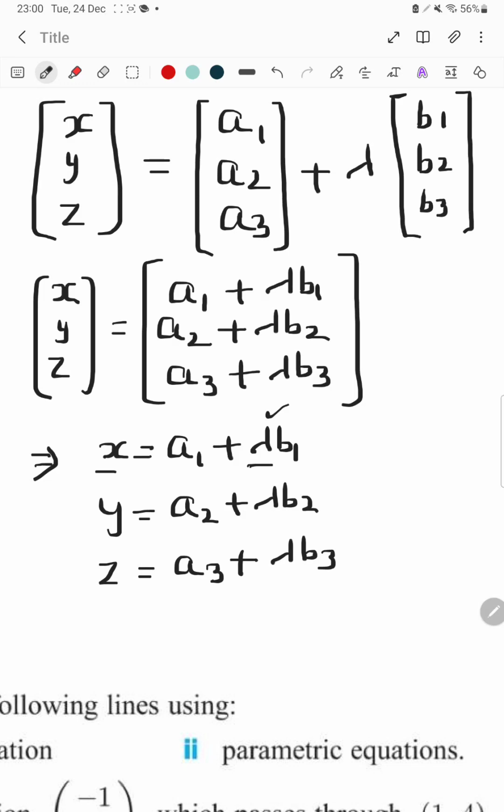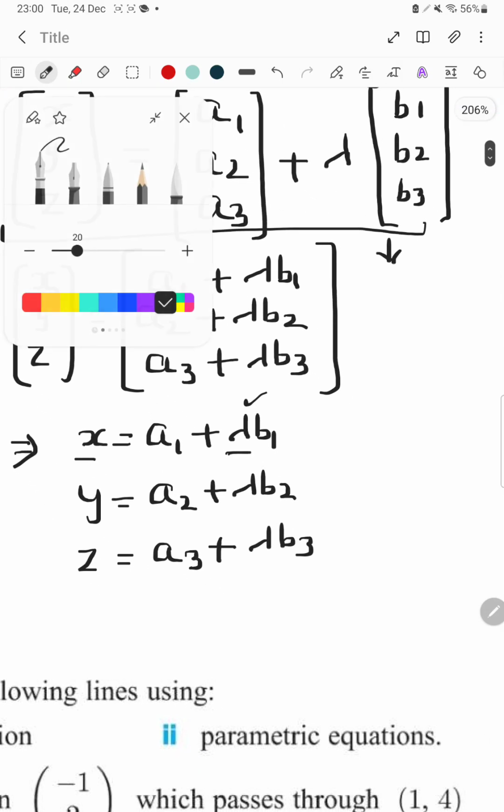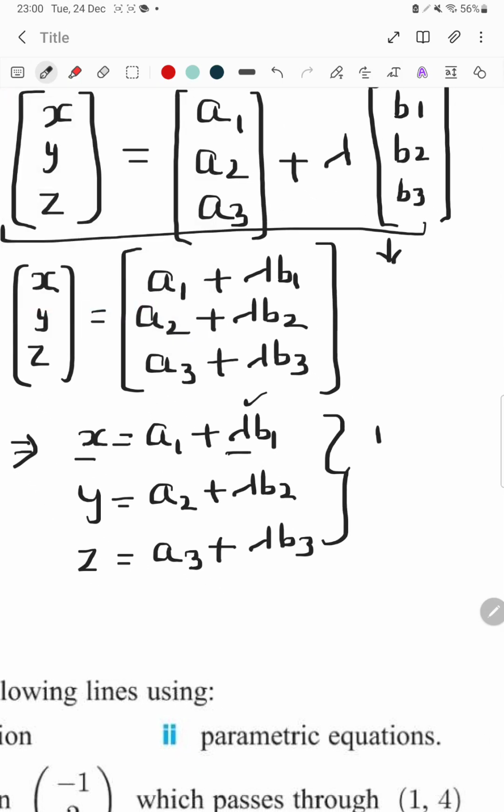Okay, so we have covered two things in this lesson. First is the vector form of the equation, and the second is the parametric form of the equation. This is the parametric form. I hope this topic is clear to all of you.